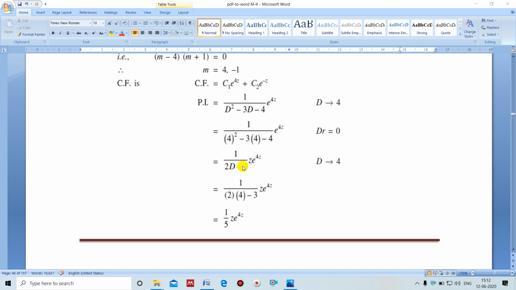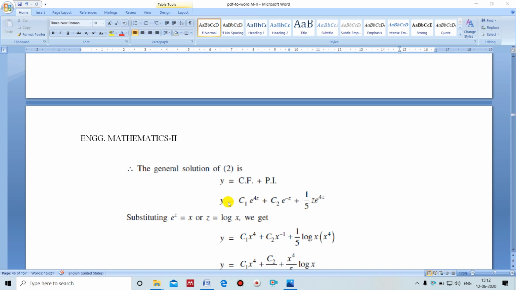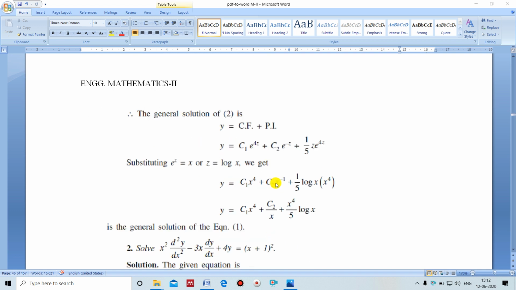If the denominator is 0, multiply by z, since we have taken z as the variable. So multiply z into e^(4z) and differentiate the denominator with respect to D: the derivative of D² is 2D, of -3D is -3, and of -4 is 0. Again replace D by the coefficient of z, that is 4. Put D = 4, and we get z e^(4z) divided by (2 into 4 minus 3), which is z e^(4z) divided by 5. Therefore, the general solution of the equation is the complementary function plus the particular integral.